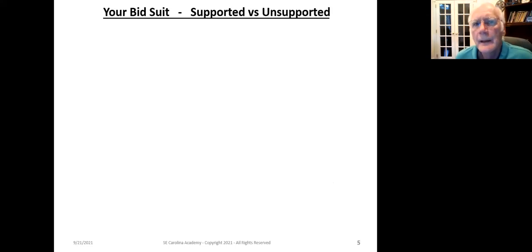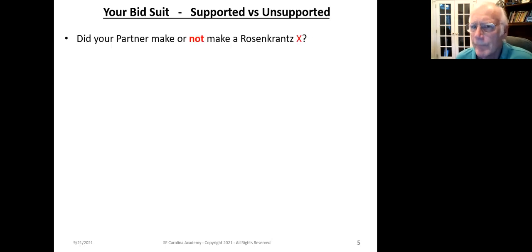All right. Now, if it's your suit, whether it was supported or unsupported, and there are different ways that can be supported, I'm mentioning this again: did your partner make or not make a Rosenkrantz double? Now, there are other conventions that also come into play. I point this out not because I'm going to explain what the Rosenkrantz double is or how it's used at this particular point in time, but it's extremely useful.